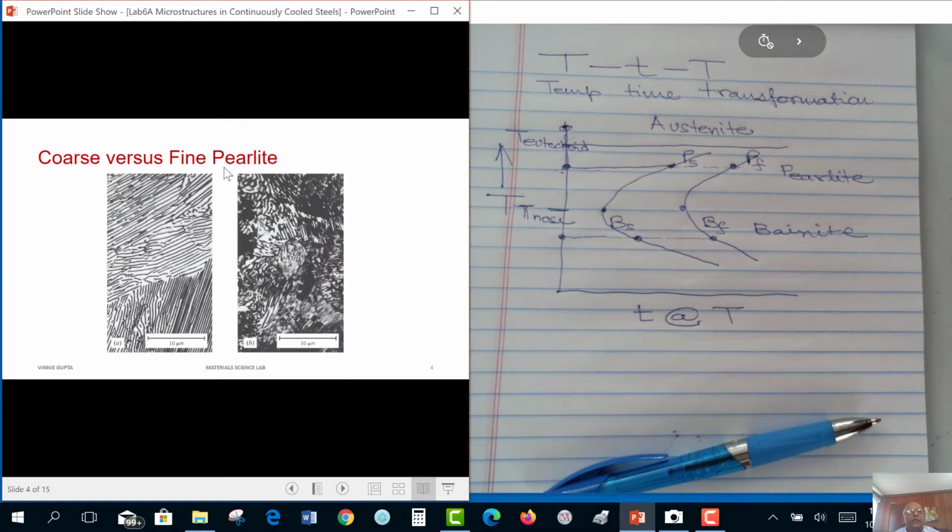So here is coarse versus fine perlite. So you can see here the interlamellar spacing is large compared to here, where interlamellar spacing is so small that we cannot differentiate between white and dark layers.